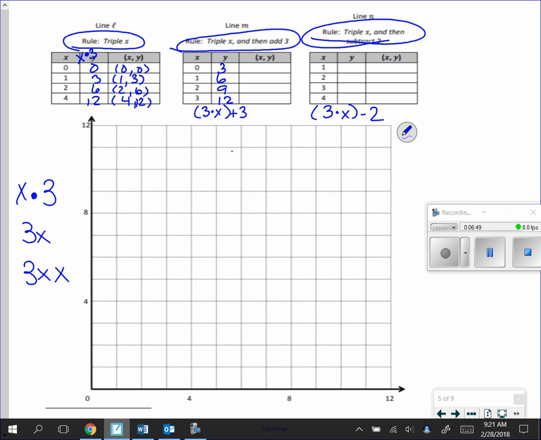3 times x minus 2. So 3 times 1 is 3, minus 2, 1. 3 times 2 is 6, minus 2, 4. 3 times 3 is 9, minus 2, 7. 3 times 4 is 12, minus 2, 10.